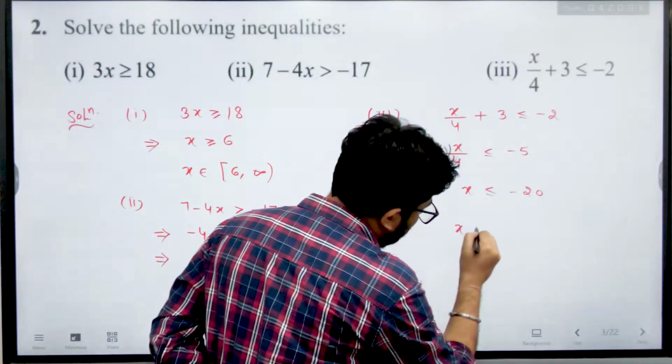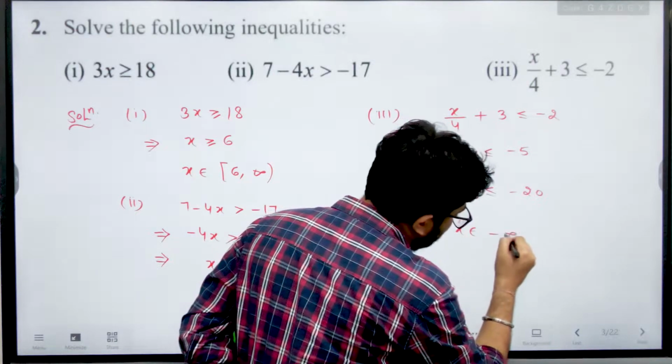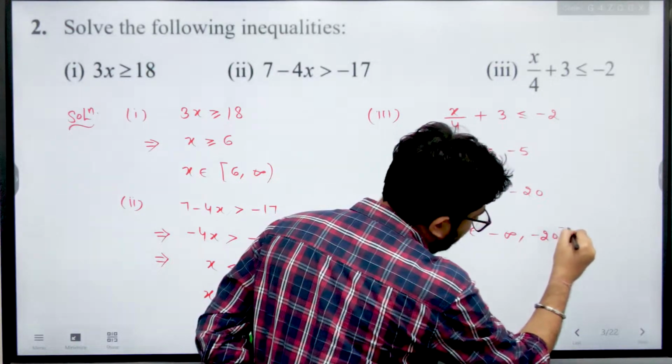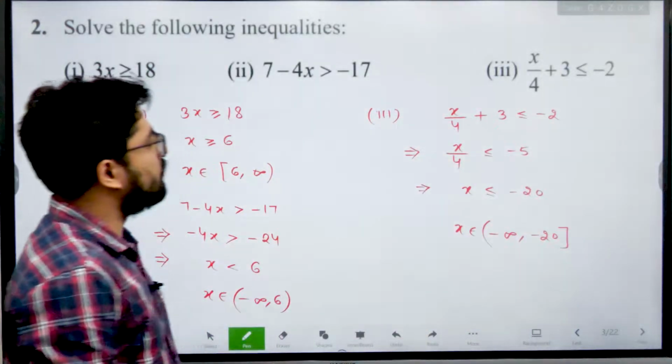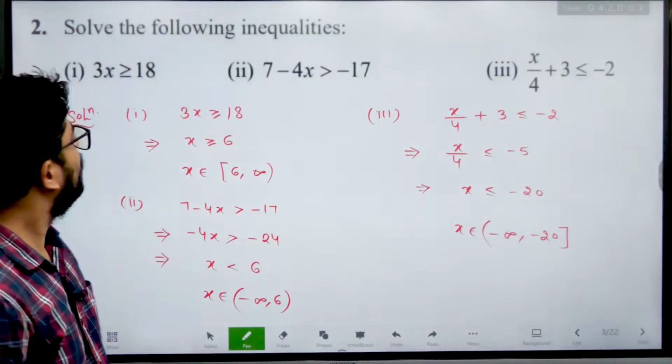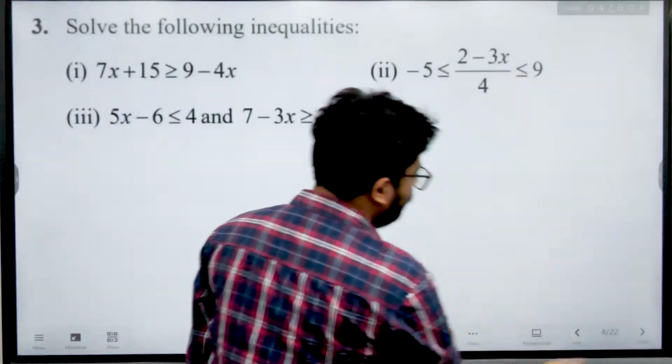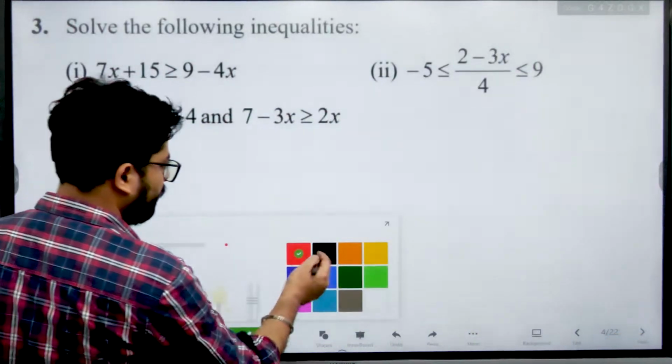So you can say x belongs to where to where? Minus infinity to minus 20 close. So this is the final answer. Now let's do the next one. Next is here.